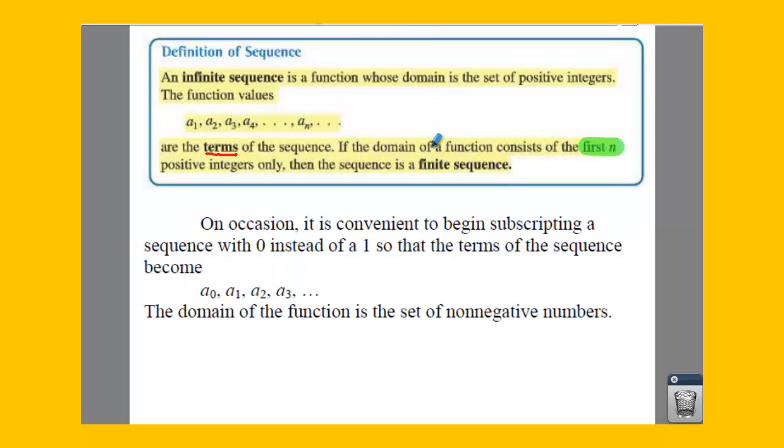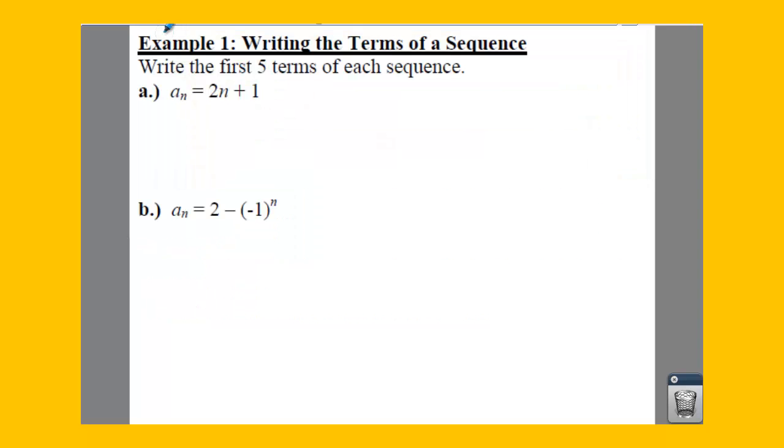Now remember, once again, your domain is the first positive integers only. Then that sequence is called a finite sequence. Okay? So that's the difference between infinite and finite. Even pronounced differently. That is cray-cray. So sometimes we might start a sequence with 0 instead of 1. No biggie here. Let's move to example 1.